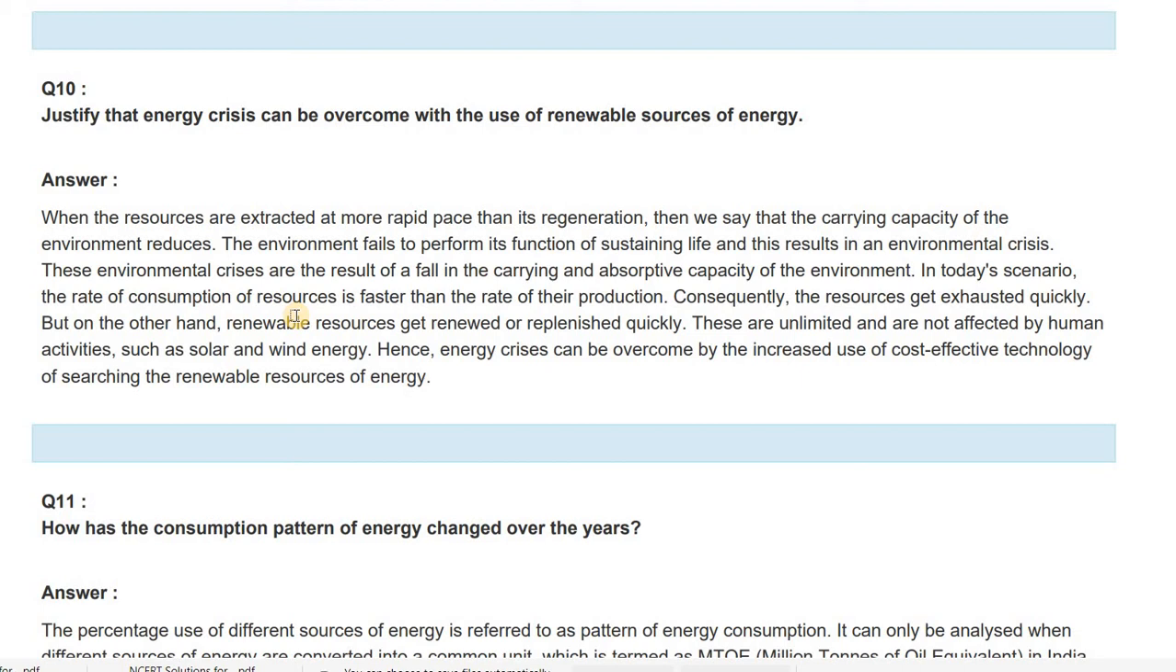But on the other hand, renewable resources get renewed or replenished quickly. These are unlimited, and are not affected by human activities, such as solar energy and wind energy. These are the main examples. Okay, then we need to reduce some types of energies.